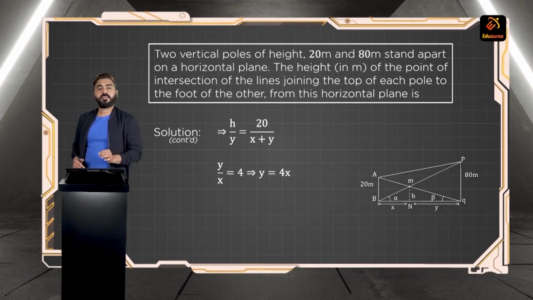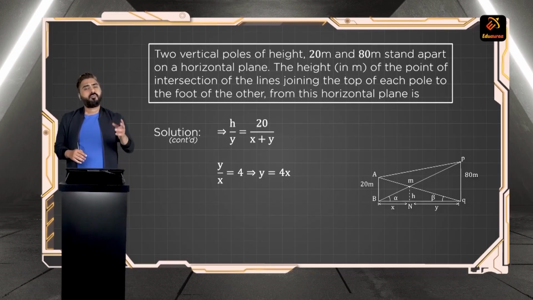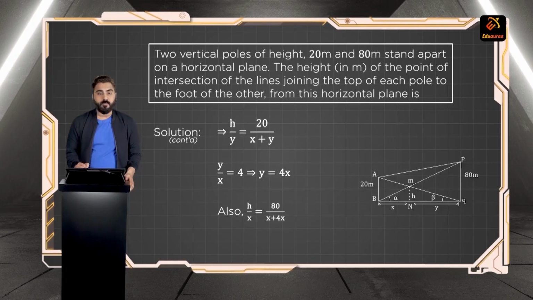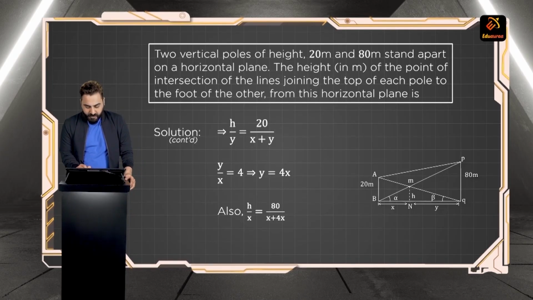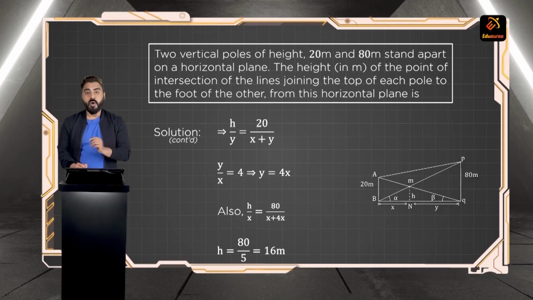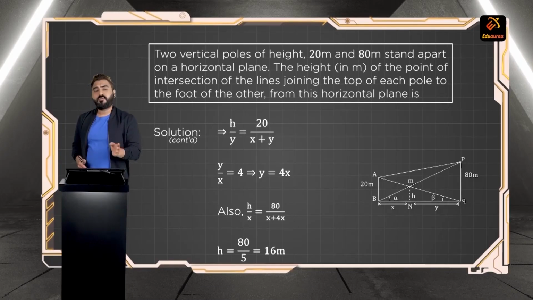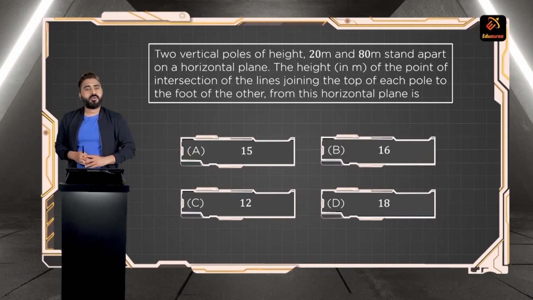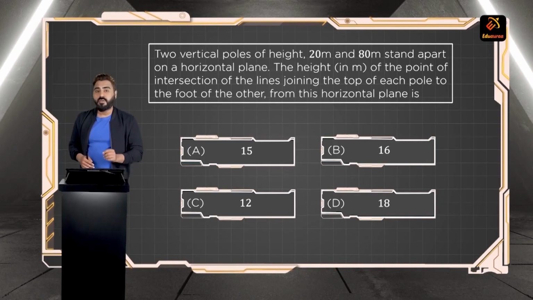So students, this is, let's say, one equation. Now when we equate two more equations, that is H upon X is equal to 80 upon X plus 4x. When we solve this, we get H is equal to 80 upon 5, which is nothing but 16 meters. So the height is 16 meters. Now students, if the height is 16 meters, what is the correct option? The correct option is none other than option B.